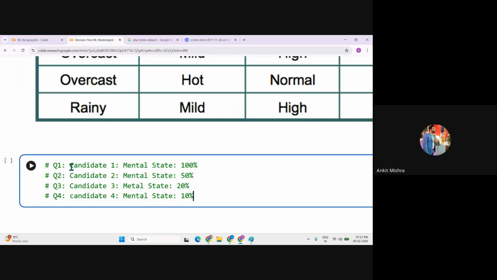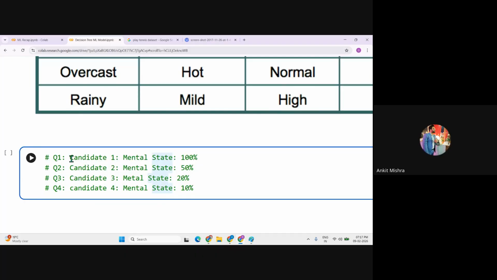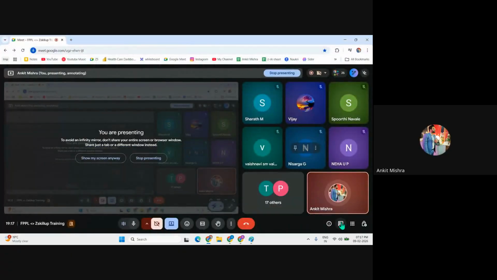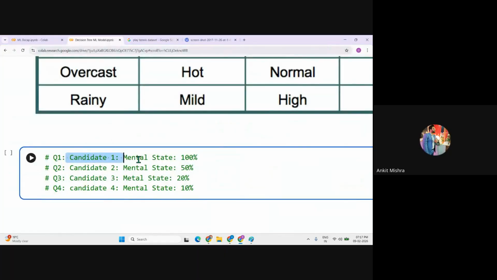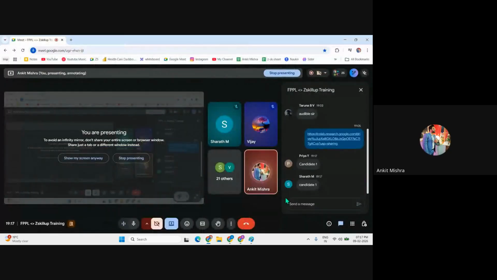Now you just need to select the right candidate for the PM candidature. Let me know which candidate you prefer. Everyone just write your answer: candidate A, B, C, or D. You're getting the corresponding mental state, whether they are able to take the right decision or not. Candidate one is 100% mentally fit. Candidate two is 50% mentally fit and 50% not fit. Candidate three is only 20% fit, and candidate four is 10% fit. Just let me know. I think everyone will select candidate one.